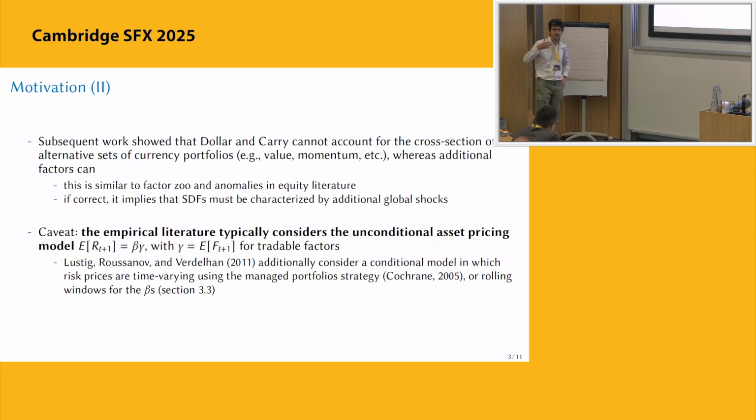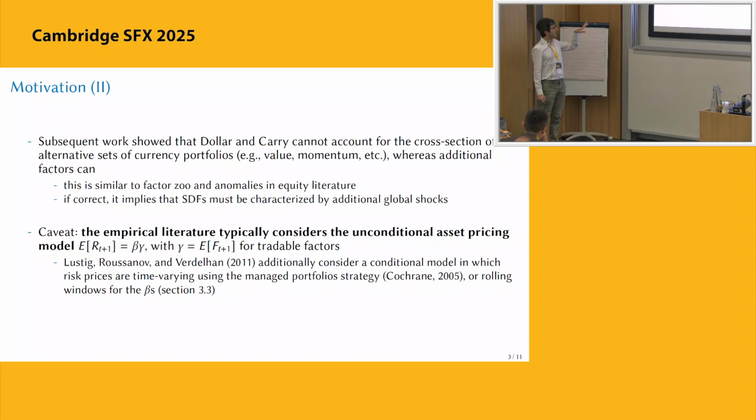Okay? So I think this is similar in a sense to the literature on the factor zoo and anomalies, for example, for equities. Okay? And if correct, it implies that the SDF actually must be characterized by more than one global shock. But the caveat is that the empirical literature typically uses an unconditional asset pricing model of this kind, in which the unconditional expected excess return is equal simply to beta, the quantity of risk, and gamma, if you want, the risk price, where if we use tradable factors, the risk price is simply equal to the unconditional mean of the factor.